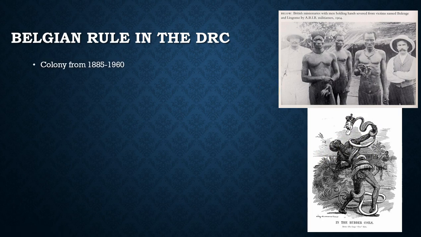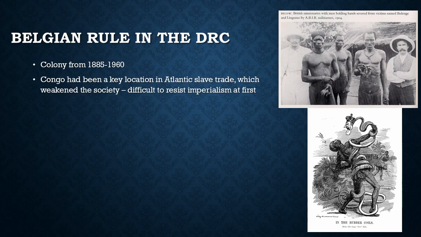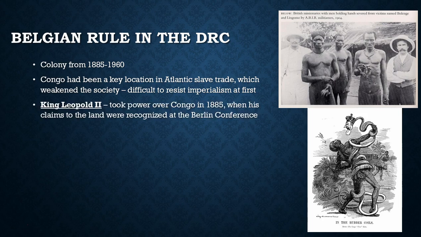So it was a colony from 1885, which, as you remember, is the year of the Berlin Conference, to 1960. It had been a key location in the Atlantic slave trade, which had weakened the society, so it was difficult for this large tract of land to resist imperialism at first. King Leopold II was the Belgian representative in the Berlin Conference, and he took power over the Congo in 1885 when his claims to the land were recognized at the Berlin Conference.